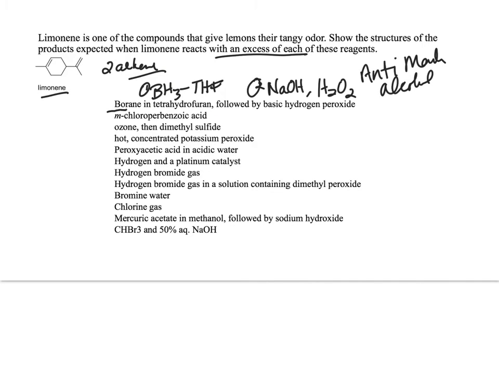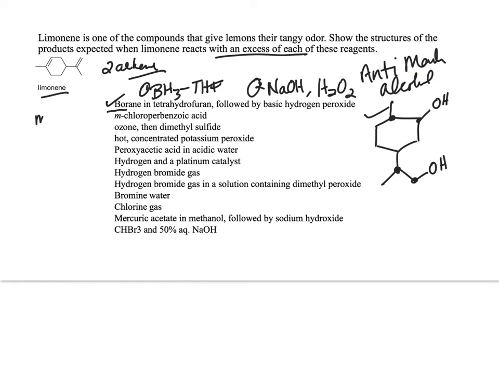So the first one is going to be here. We can either put the alcohol on that carbon or this carbon. We're going to put it here because it's the anti-Markovnikov. And then we come down here and we either put it on this carbon or this carbon. And we're going to put the OH here because it's the least substituted of those two carbons. And that's your first product.